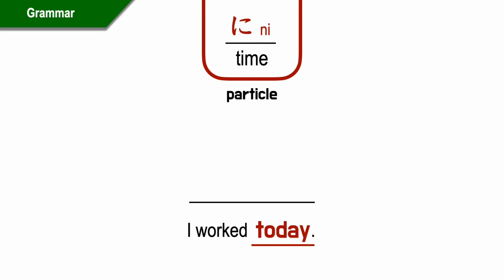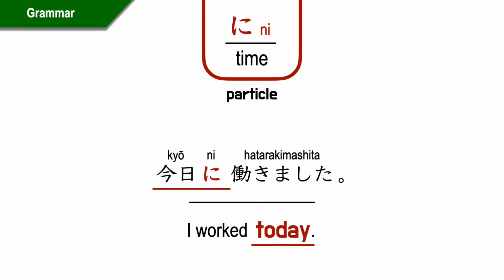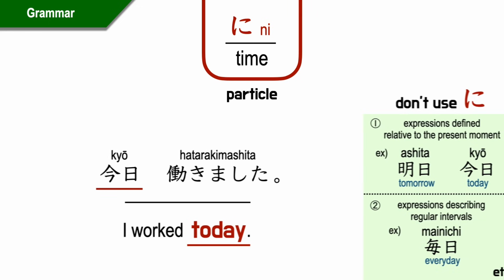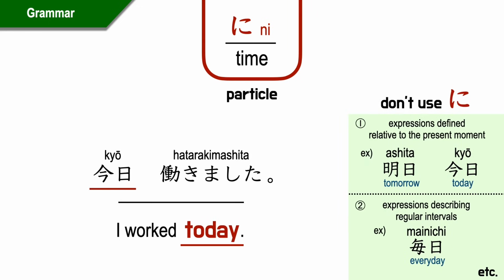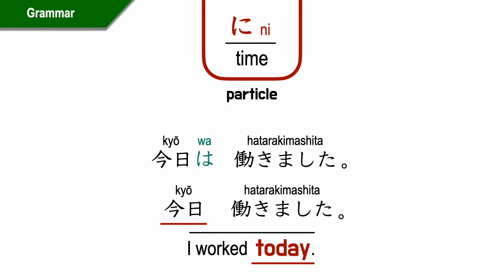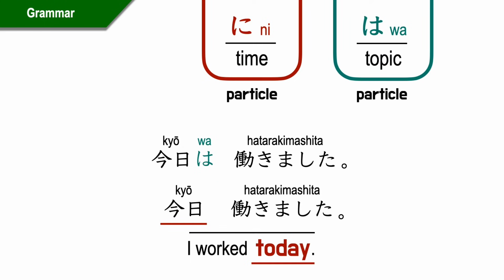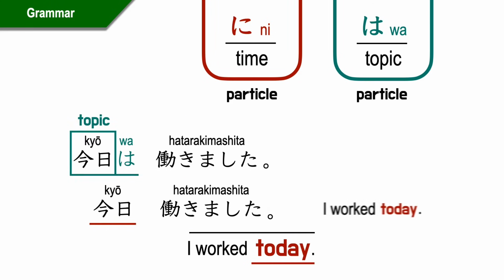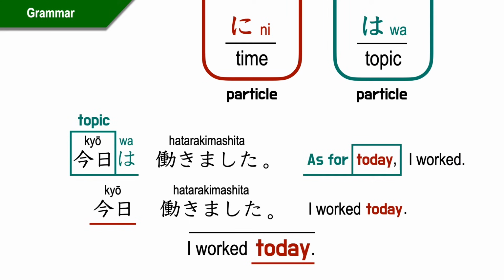I worked today. We don't say 今日に働きました. We say 今日働きました. Because 今日 is one of the words that are used without ni, so you can't use the ni particle. However, it's okay to say 今日は働きました, using the wa particle, aka the topic particle. Now 今日 is presented as the topic of the sentence. 今日働きました, I worked today. 今日は働きました, as for today, I worked.